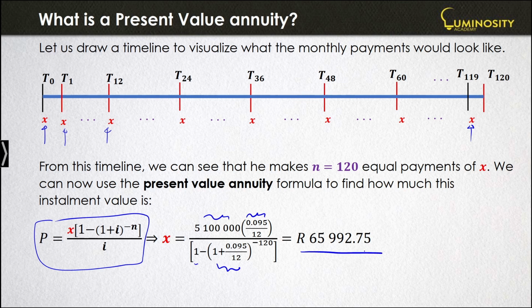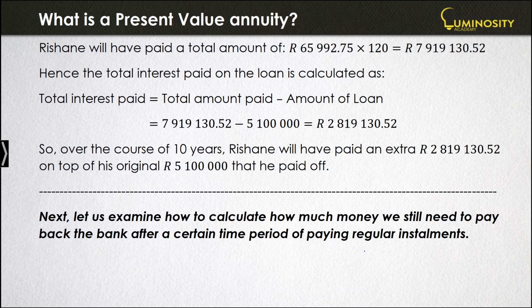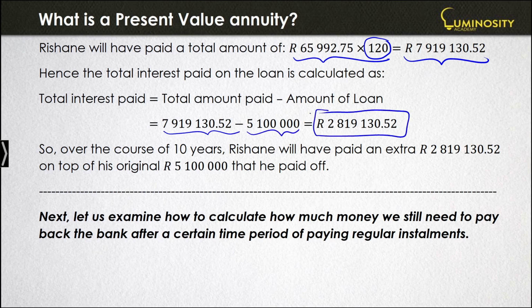65,992 Rand and 75 cents for 120 months. That's 10 years of that amount to pay back the loan of 5,100,000 Rand. But if you take that amount and you multiply it by the 120 payments, you see you're effectively paying back the bank nearly 8 million Rand. So if you take that amount you actually paid minus the amount you borrowed, you are paying 2.8 million Rand worth of interest alone. That is the interest that you are paying.